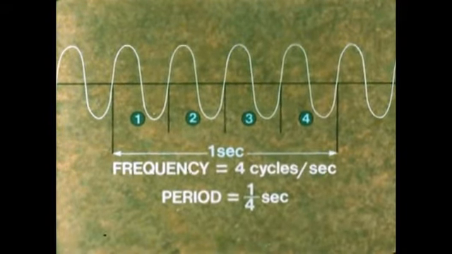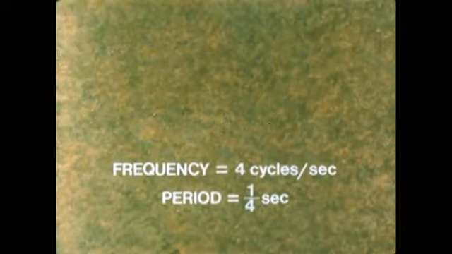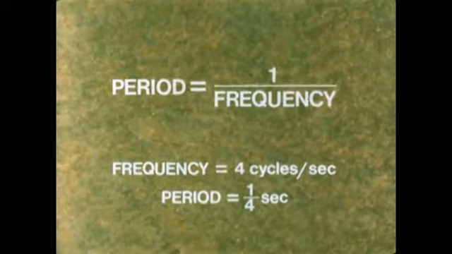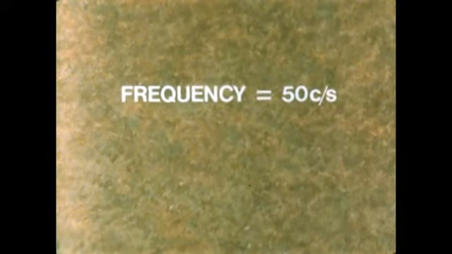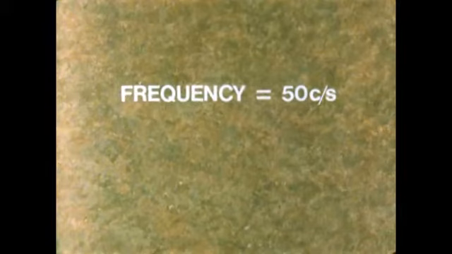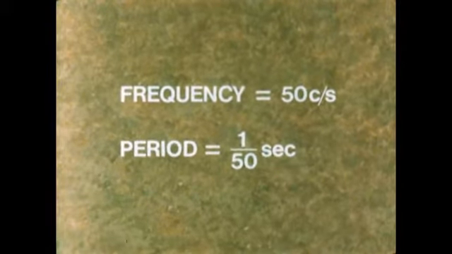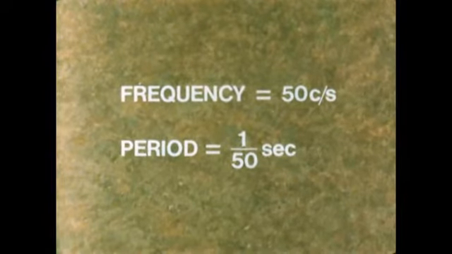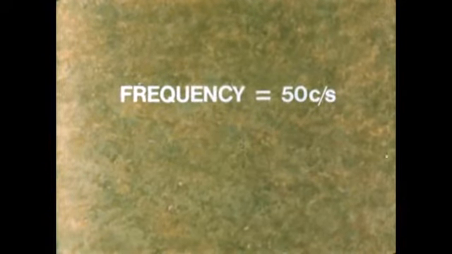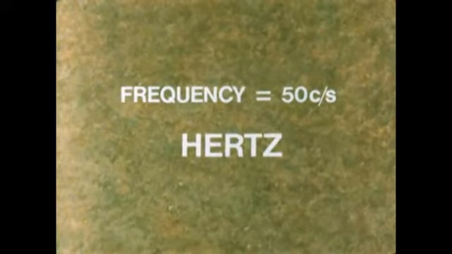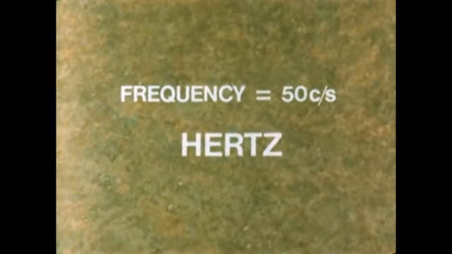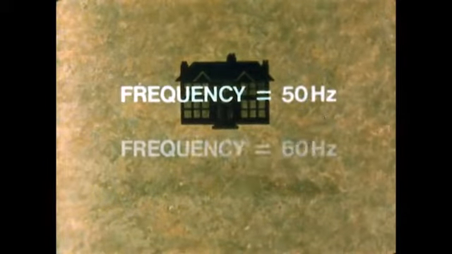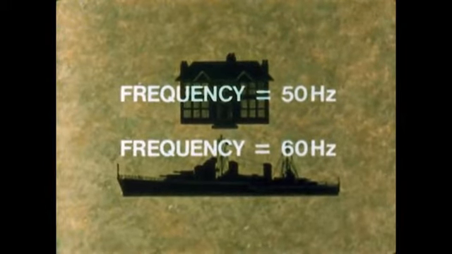And from this we can see a relationship between period and frequency. Period equals 1 over frequency. The 50-cycle AC of the British National Grid has a period of 1/50th of a second. Incidentally, instead of saying cycles per second, we use the name Hertz. In the United States, all electricity is generated at 60 Hertz. The AC supply in a ship is usually 60 Hertz, 60 cycles per second also.